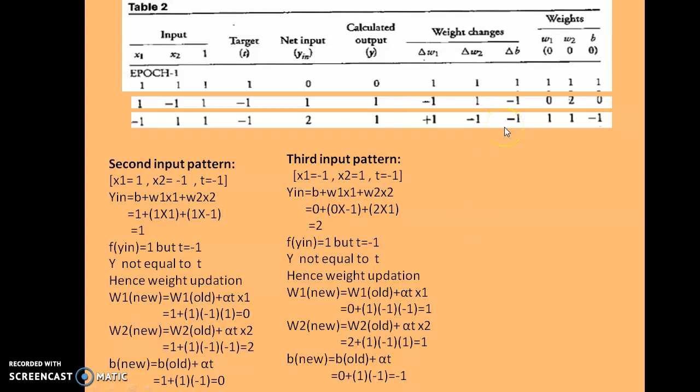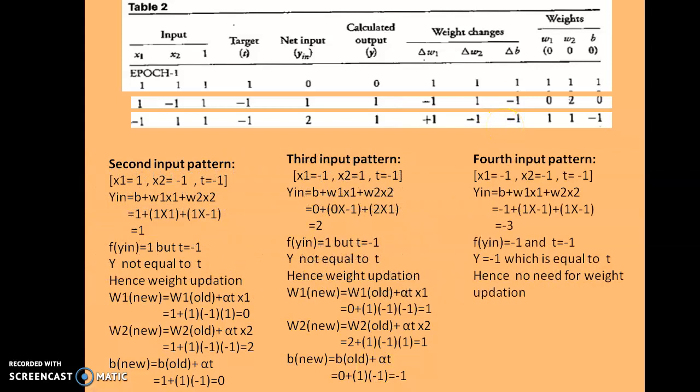Now we try for the fourth input pattern. Last sample of the first epoch. Minus 1, minus 1, we are expecting minus 1. We calculate the Y in. Bias is nothing but minus 1 plus W1 value we calculated recently. New W1 is 1 into X1 value minus 1. W2 value is 1, X2 value is minus 1. The value will become minus 3, which is less than 0. So f of Y in, Y value is minus 1. We are expecting the target that is also minus 1.